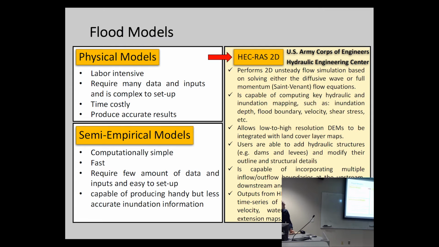Starting with the physical models, they are labor-intensive, require many data and inputs, are complex to set up, and are time costly to set up. But they produce accurate results at the end. The other group is simpler, called semi-empirical models in our nomenclature. They are computationally simple, fast, require few data and inputs, and are easy to set up. They're capable of producing handy but less accurate inundation information compared to physical models.